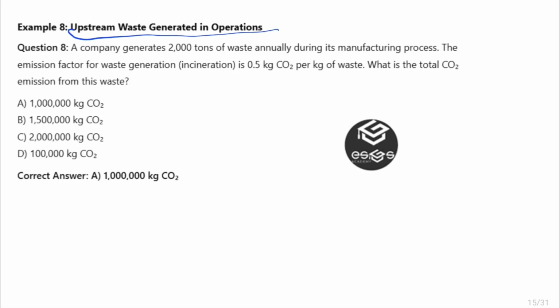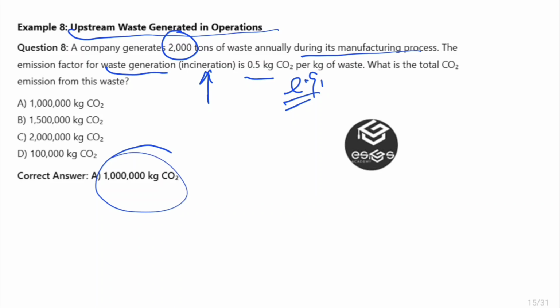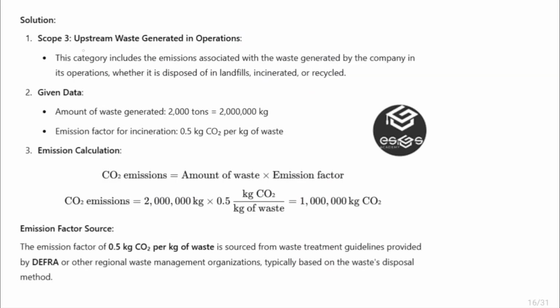Another example is about upstream waste generated in operations. A company is generating 2000 tons of waste annually during the manufacturing process. The emission factor for waste generation related to incineration, previously we discussed landfill, is 0.5 kg CO2 per kg of waste. This is an example here. And what is the total CO2 emission for this waste? The answer is 10,000 kg CO2. But how does this answer come? Let us see the solution.